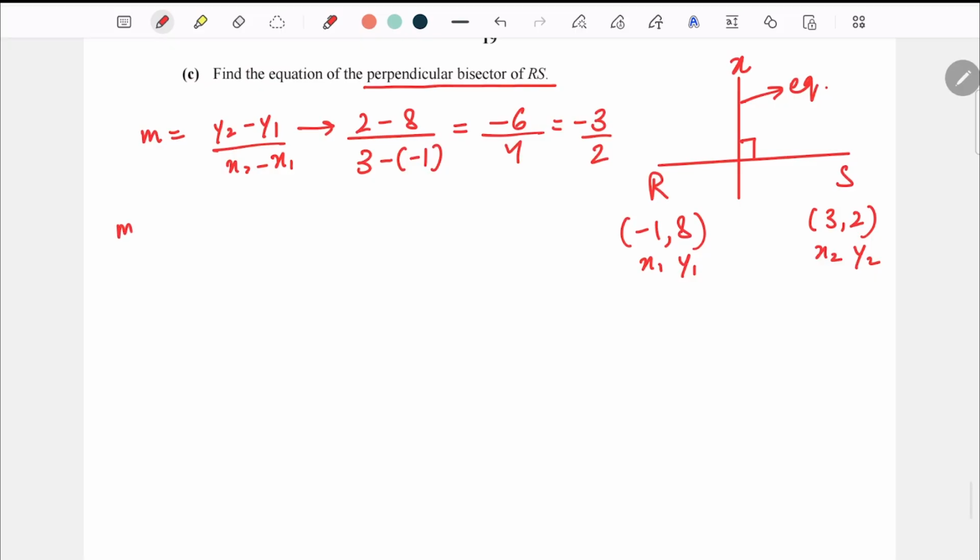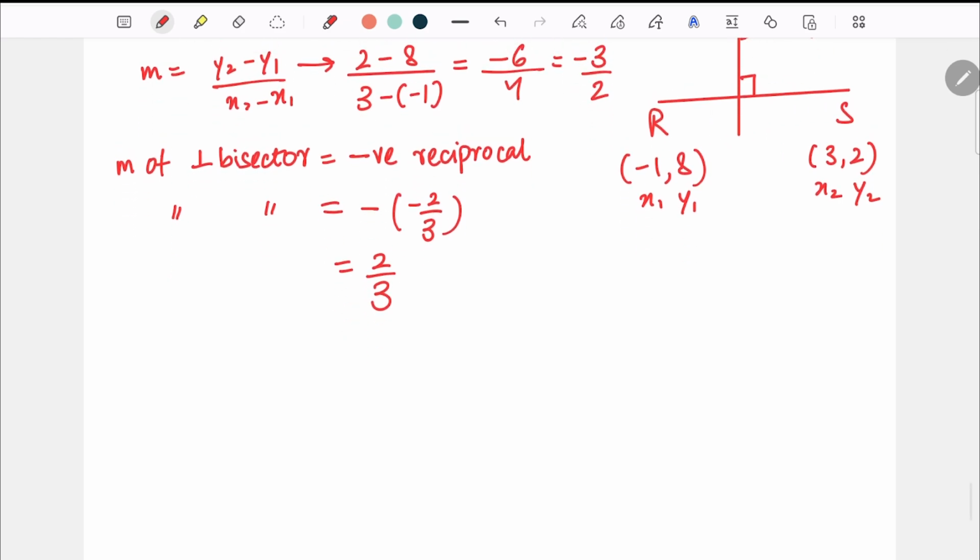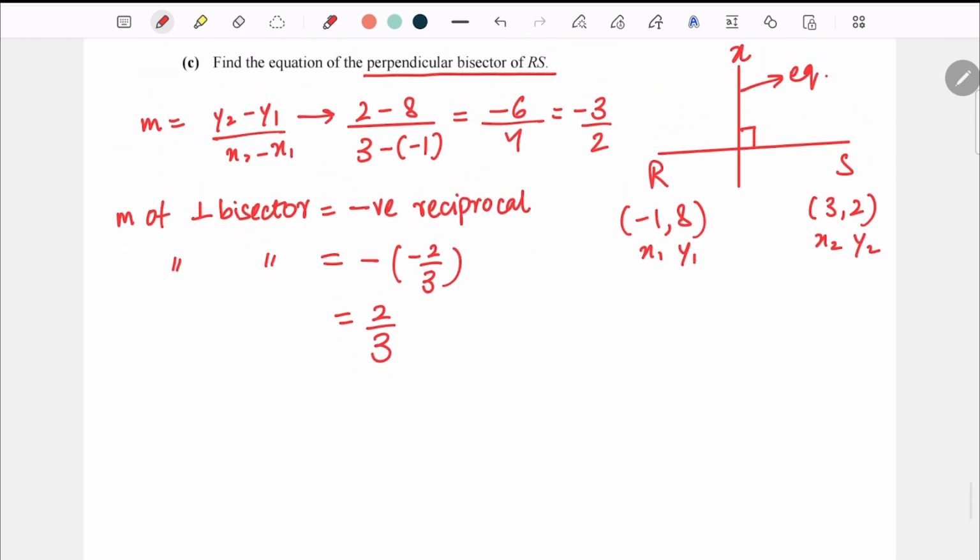Now gradient of the perpendicular bisector is basically negative reciprocal. So negative reciprocal of minus 3 over 2 will be the gradient of the perpendicular bisector. Negative reciprocal of minus 3 over 2 is 2 over 3. This is the gradient for the perpendicular bisector.